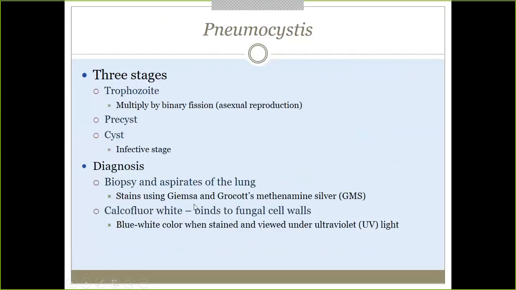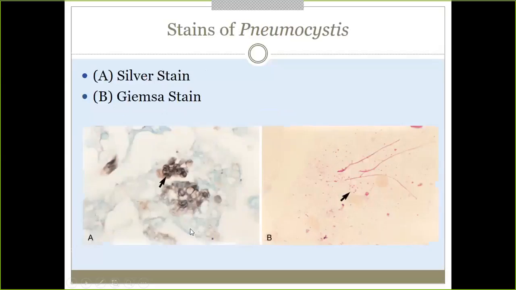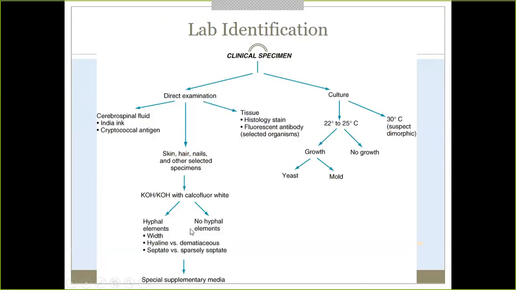And then again, because it's a fungus, we can still use that calcofluor white fluorescent stain. Remember, we learned that at the beginning of Micro 1. That will bind to fungal cell walls and highlight, it will fluoresce that it's present. So you can use that here as well. So there are just different staining processes. I'm not going to test you really otherwise on Pneumocystis.